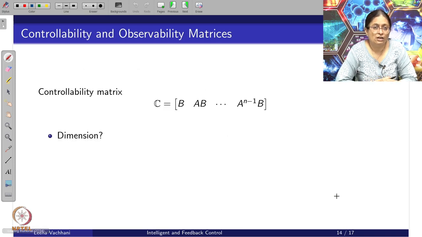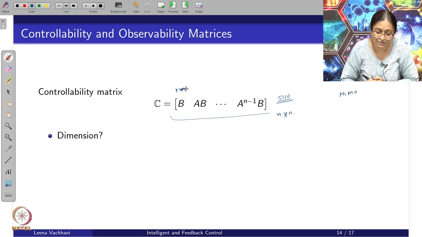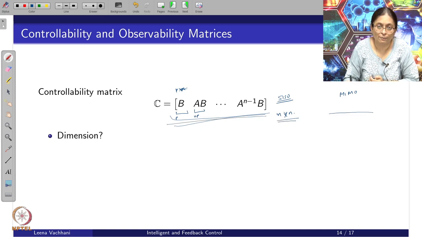All right, fine. If I consider controllability and observability matrices, I have the controllability matrix defined for the SISO system as B, AB, up to A power of n minus 1 times B. Recall, when the system has n states, the dimension of the controllability matrix turns out to be n cross n for a SISO system. But in case of a MIMO system, this B matrix is also P cross M, so this is adding P rows, and then N times P rows. So its dimension is much more than n cross n in case of a MIMO system.